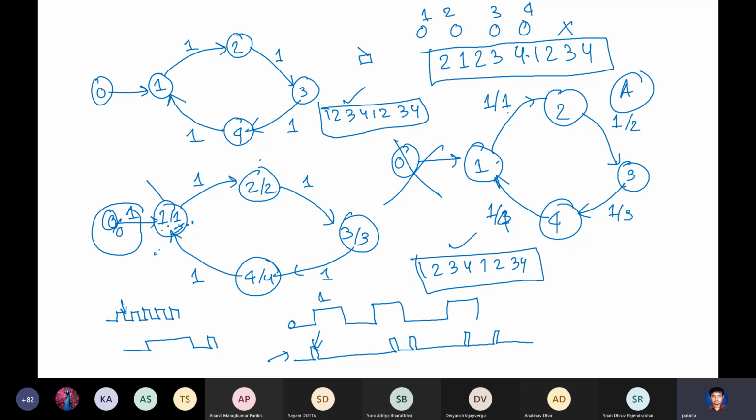Or maybe I am telling this one to be wrong, that at every clock pulse a state change should be there. Am I telling that to be wrong? Think a bit. Okay, I'll come back. Maybe I'm confusing. Let me think a bit. Let us come back to the formal definition. Yeah, I'm making a mistake. I'll come back to this.